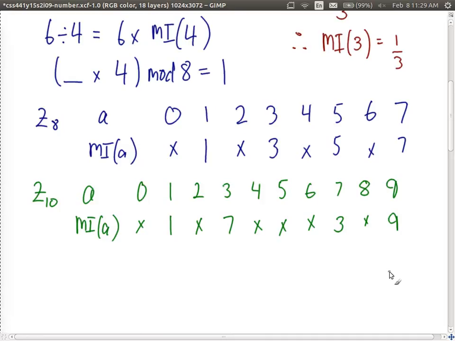In Z8, they were inverses of themselves, but that doesn't have to be the case. As we see with Z10, 3 and 7 are multiplicative inverses. And another important point, not all numbers have a multiplicative inverse. So we can't divide by just any number, only by some. Which numbers do have a multiplicative inverse? When the remainder is 1, if the number is relatively prime with the modulus, it will have a multiplicative inverse.